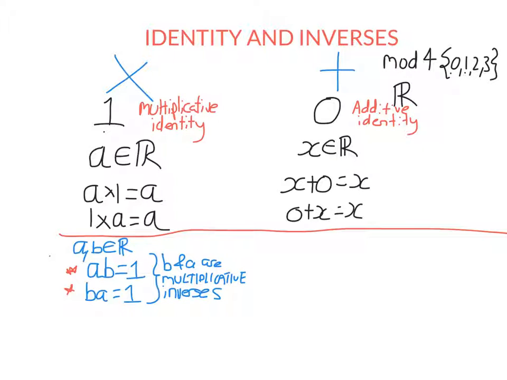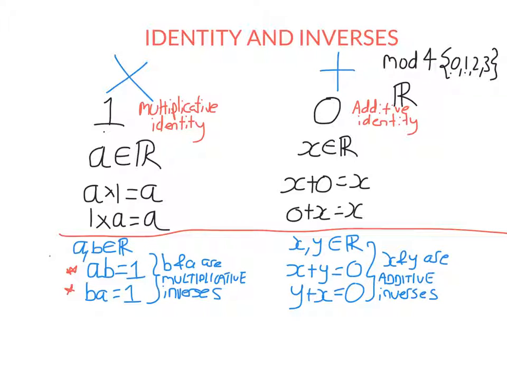So similarly for addition, if I have, let's say, two elements now, x and y, that are real numbers, they are said to be inverses of each other if when you add x and y, you get the additive identity, or when you add y and x, you get the additive identity.